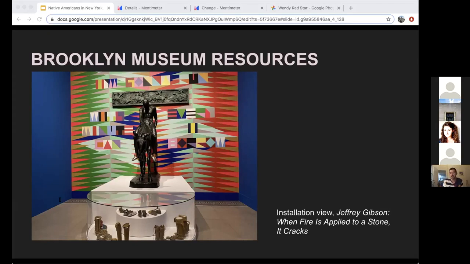One last note before I move on. If you're in Brooklyn or in the Brooklyn area, almost everything I've mentioned so far is on view at the Brooklyn Museum right now, and we are officially reopened. So if you are comfortable going to a museum, I would strongly recommend going and checking them out. They're all on the 5th floor.